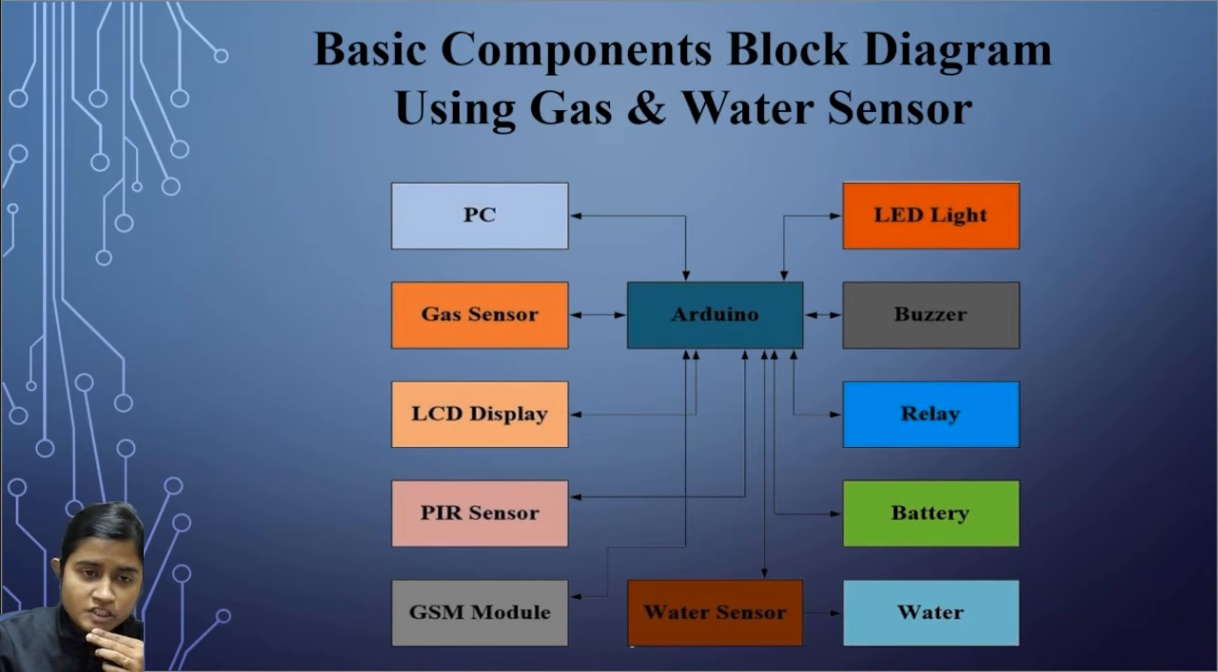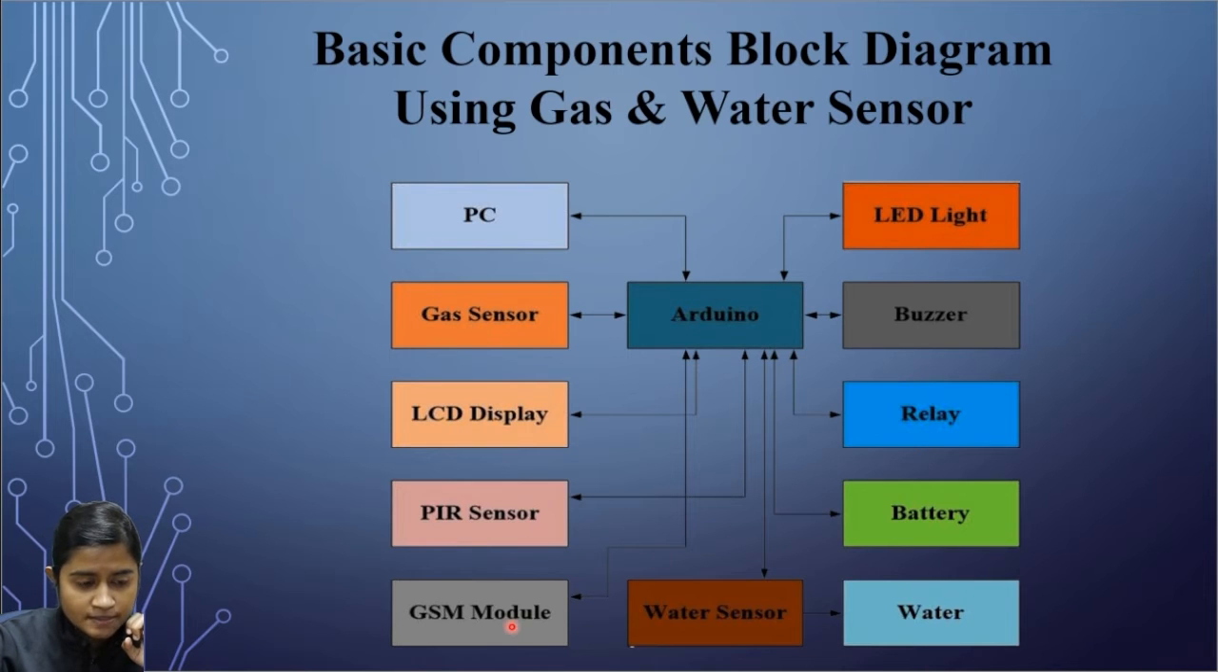This is the basic components block diagram using gas and water sensor, which I reviewed. The papers' basic block diagram is this. Arduino is connected with the PC and the gas sensor is connected for sensing the gas. The LCD display is connected to Arduino for showing the value. The PIR sensor, for humidity and distance measurement, is connected with Arduino.